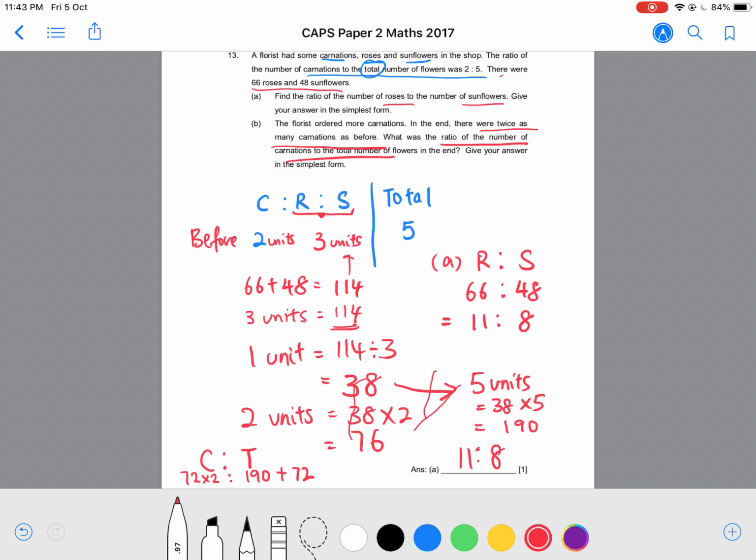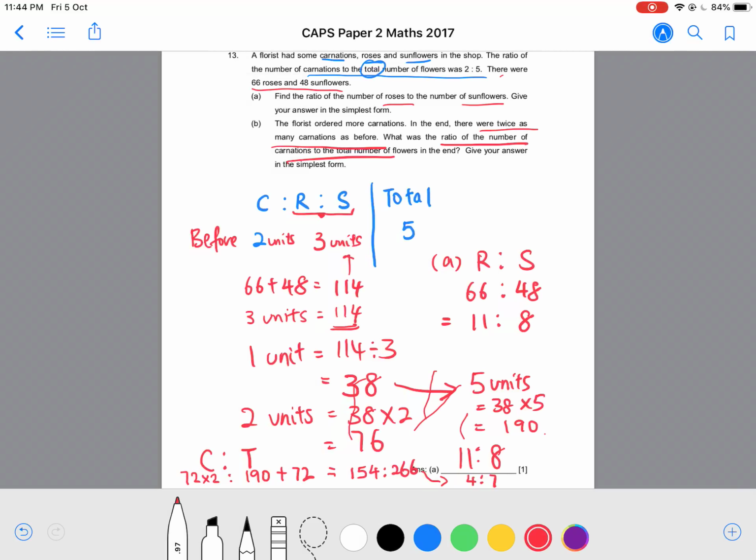So the new ratio that you would have would be 154 is to 266. Again, this cannot be the answer, right? Because you need to make sure it is in the simplest form. So the simplest form is actually 4 is to 7.